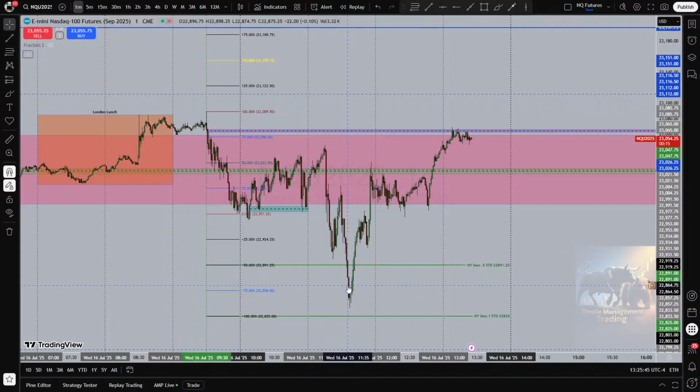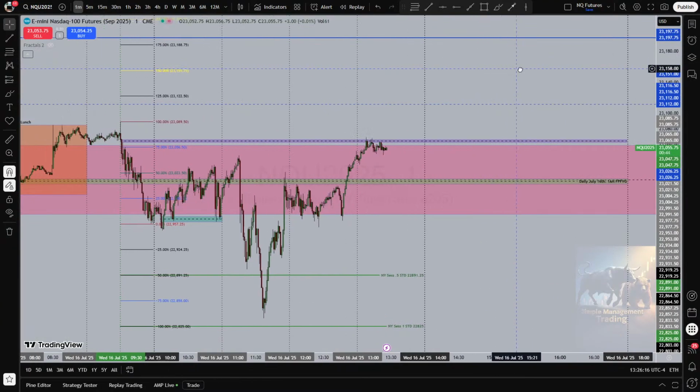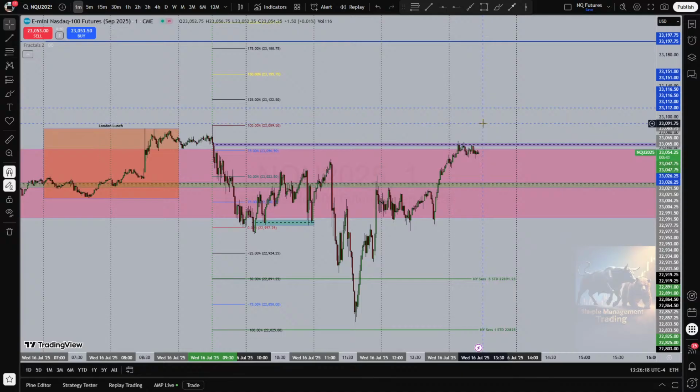Okay, and if this low is already the low of the day, which I'm quite positive it is, unless something happens, then I think first 23,189.5 will be the target, and then 23,122, and if price really decides to move, then 23,155 for the afternoon session. That's what I will be looking at.